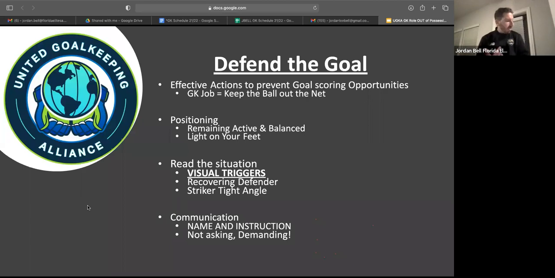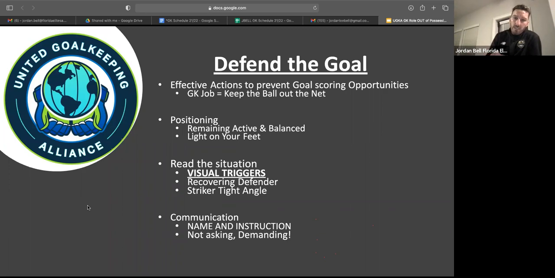So how do we defend the goal? Positioning is key. I remember someone said at the very start, positioning, staying light on our feet, staying active, staying balanced. We're not getting stuck in the mud with our steps. We're not putting all our body weight on one leg and hoping it goes to the right-hand side. We're staying balanced so we can push off both left and push off both right. So that's very important.